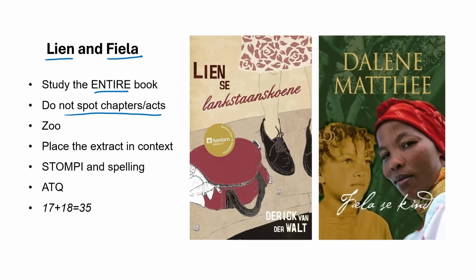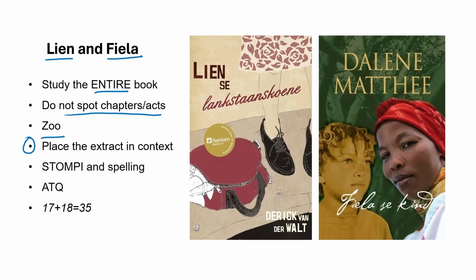So study everything, have a good knowledge of the book, know who's who in the zoo. You're probably wondering what zoo stood for. Know what's happening, know what's going on in Lin and in Fila, who the characters are, the chronological order, the time order of events. Know the relations of everyone. How are they interlinked?